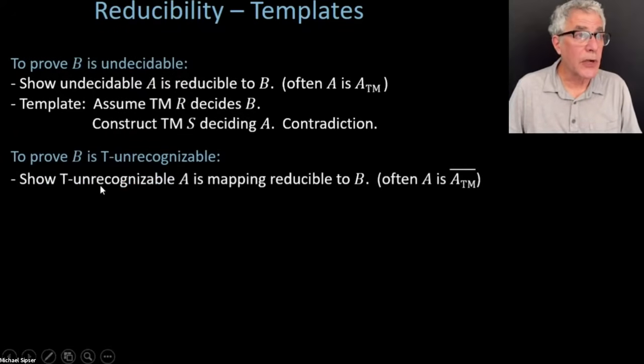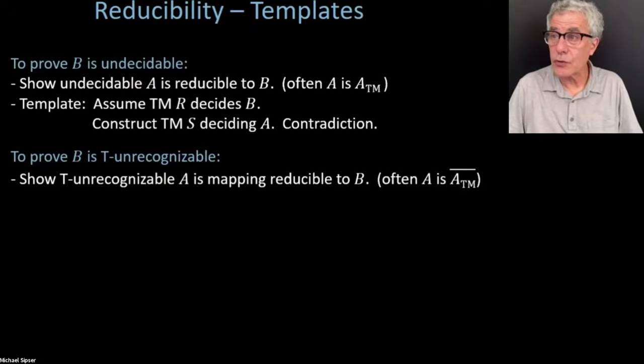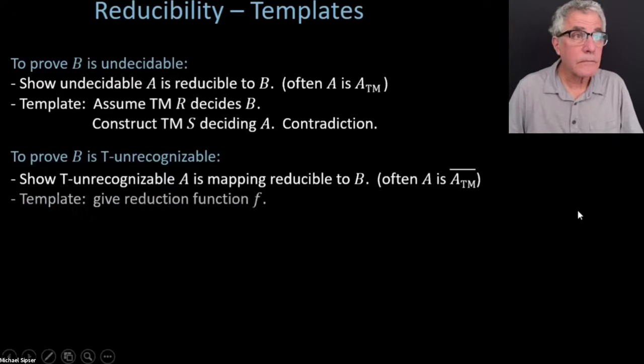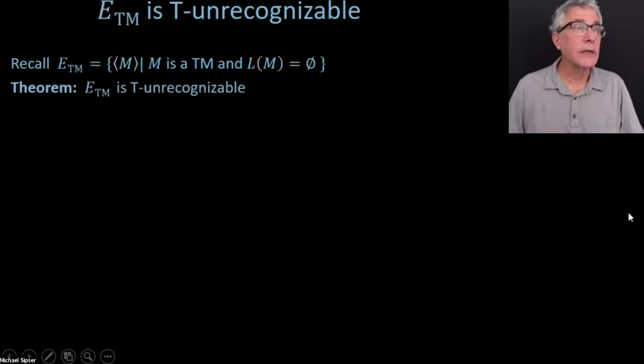So to show that a language A is Turing unrecognizable, you show that A is mapping reducible to B. Often you start off with the complement of ATM, which is a language we know is Turing unrecognizable, as we showed before. Okay, here the template is you give the reduction function f, that computable function.